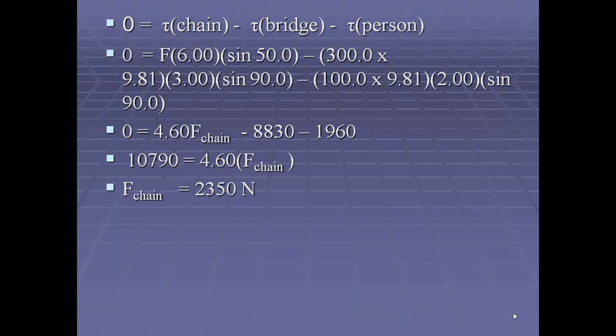We will add to that the torque exerted by the person, which will be their weight, times their distance from the center of rotation, times the sine of 90. And much like before, we add up the torques that are trying to rotate the system down. That must equal the torque exerted upward by the chain. We divide that by the product of the lever arm and the sine of 50 degrees. We get a force exerted by the chain then of 2,350 newtons.